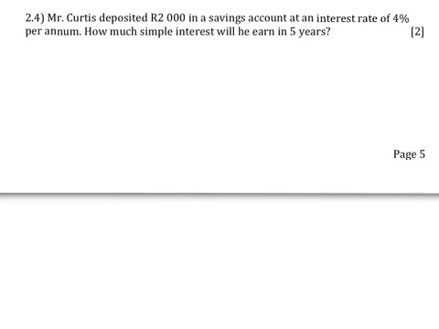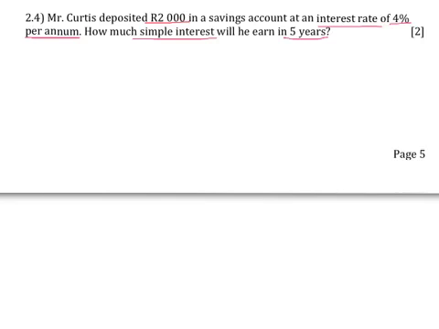Question 2.4, another word problem. So Mr. Curtis deposited 2,000 Rand, so I'm underlining that, into a savings account at an interest rate of 4% per annum. So I'm even going to underline that because that's a financial term, annum, per year. How much simple interest, and that's the key word in this question, will he earn in 5 years?